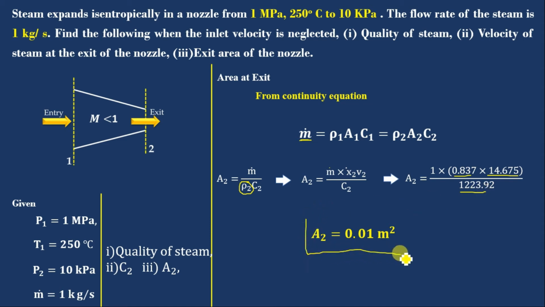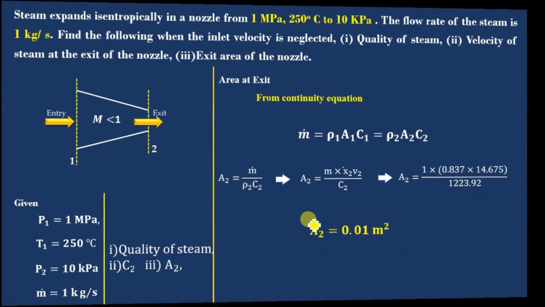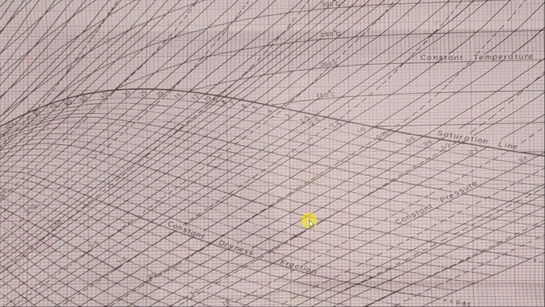Same problem, how to solve with the help of the Mollier chart. Only the properties have to be taken from the Mollier chart; the rest of the formulas are the same. So how do we find H1, S1, V1, H2, S2, V2 from the Mollier chart? Now we will discuss it. This is our Mollier chart. We know P1 is 10 bar, T1 is 250 degrees Celsius.